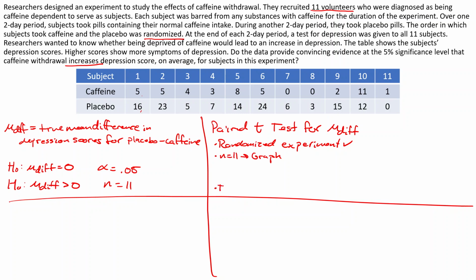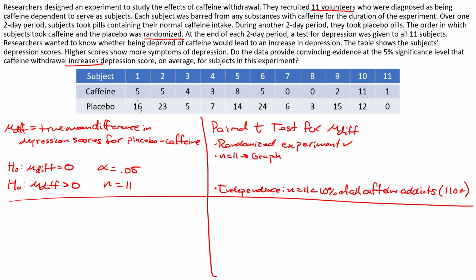And lastly, for the independence, n equals 11 is definitely less than 10% of all. And these were caffeine addicts, volunteers with caffeine dependence. I bet we probably have more than 11 of those in class. So as long as there's more than 110 of them on Earth, we should be okay.